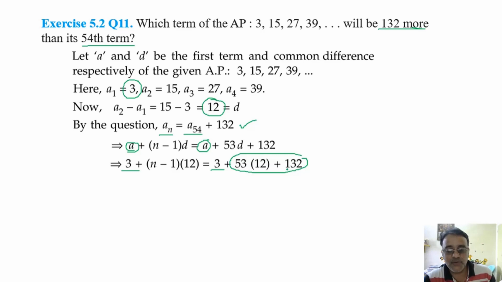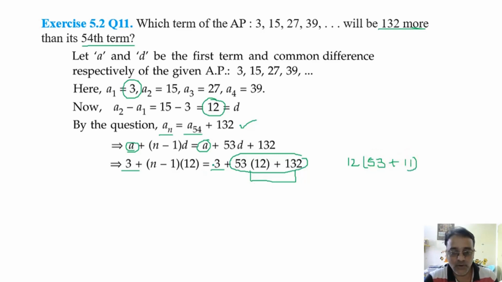So if suppose you are not able to multiply, if you don't want to multiply with this, I will explain what you can do. What is the common between these two? 12. If you take 12 common, you get 53 plus 11. So keep this in your mind.